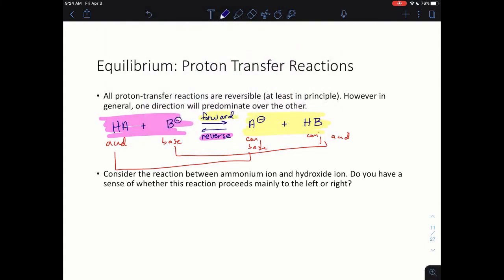All right, let's consider the reaction between the ammonium ion and hydroxide. Do you have a sense of whether or not this reaction will mostly proceed towards the right in the forward direction, or towards the left in the reverse direction? Do you have a guess?